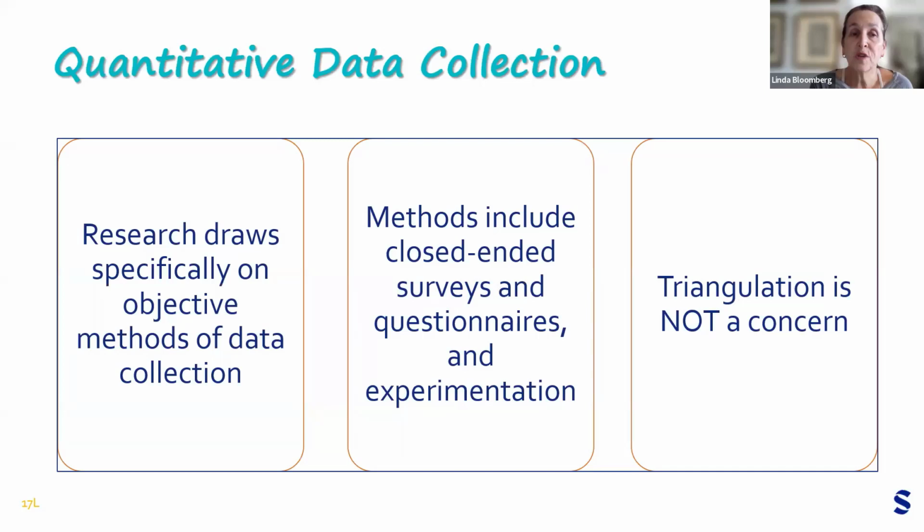So quantitative research draws specifically on objective methods of data collection. The methods include closed-ended surveys and questionnaires and experimentation. What I mean by closed-ended, as opposed to open-ended, which is used in qualitative research, is that just a simple yes or no answer would suffice, whereas in qualitative, the questions are more open-ended to really get people's perceptions and let them explain in their own words what they mean in response to a particular question. And again, triangulation is not a concern in quantitative research as it is in qualitative.